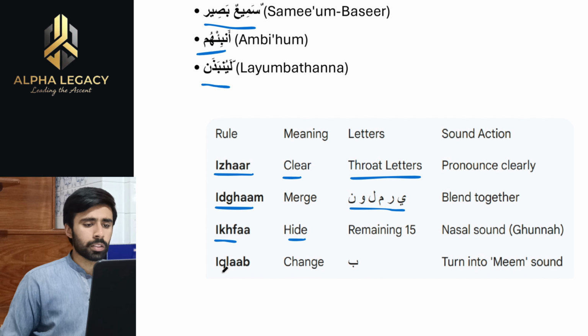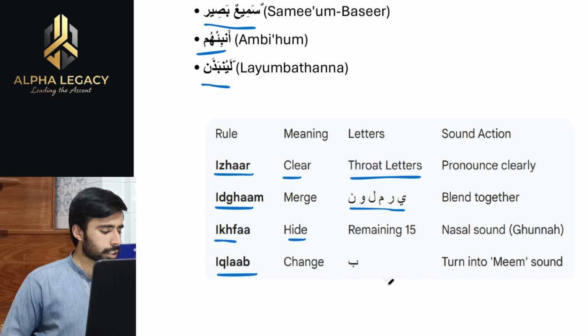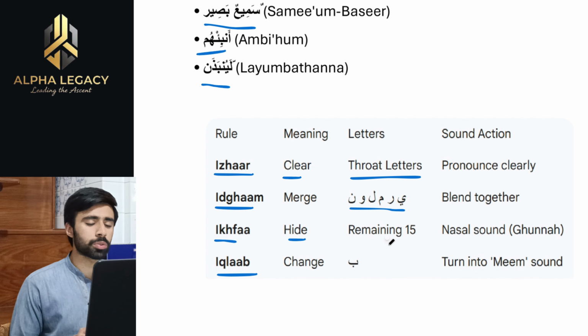Okay. The fourth and the last rule of today's lecture is Iqlab. Iqlab means to change. To change what? To change the Noon sound into the Mim sound, and it will happen when Noon Sakin or Tanween comes before the letter Ba. Okay, I repeat that when Noon Sakin or Tanween comes before the letter Ba, we change the Noon sound into the Mim sound.